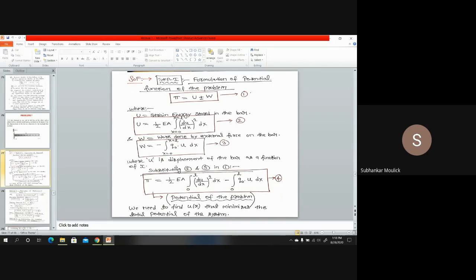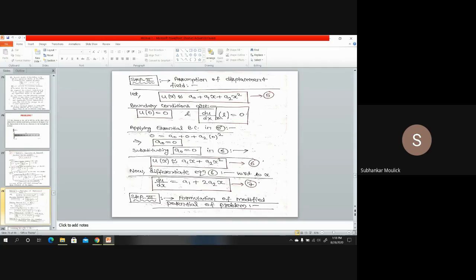If you see the potential of the problem, there is a term called du over dx. That means you need to differentiate equation 6 with respect to x. If you differentiate equation 6 with respect to x, the value becomes a1, because d dx of x is 1, plus a2 into d dx of x square, which is 2x. So du over dx becomes a1 plus 2a2 into x, which is equation number 7.